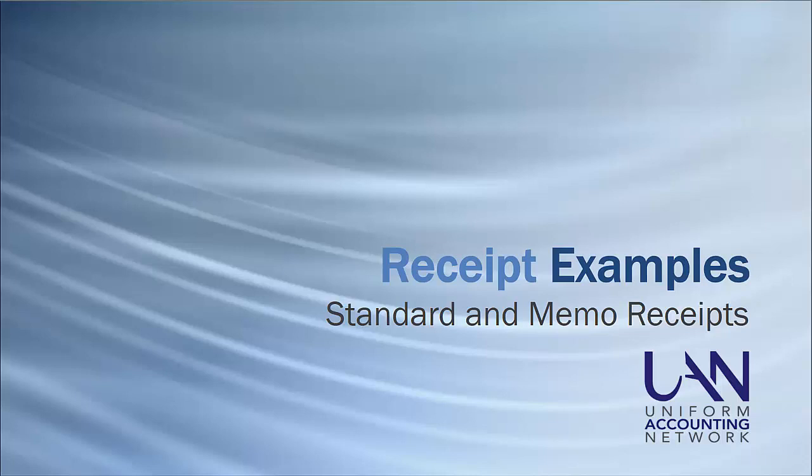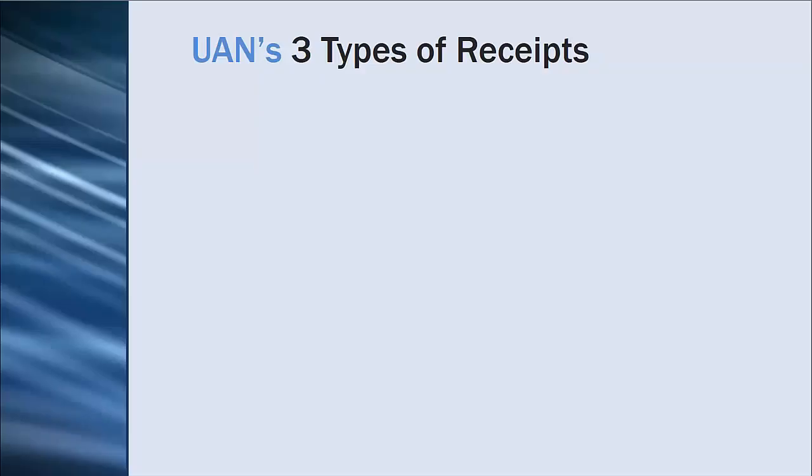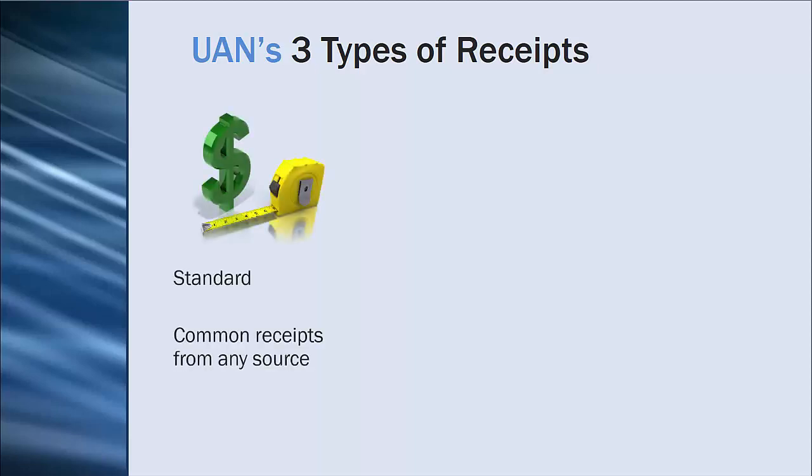In this video, we'll demonstrate receipting money in UAN. There are three types of receipts you can enter into UAN. First, standard. This is the most common day-to-day receipt that can be revenue from any number of sources.